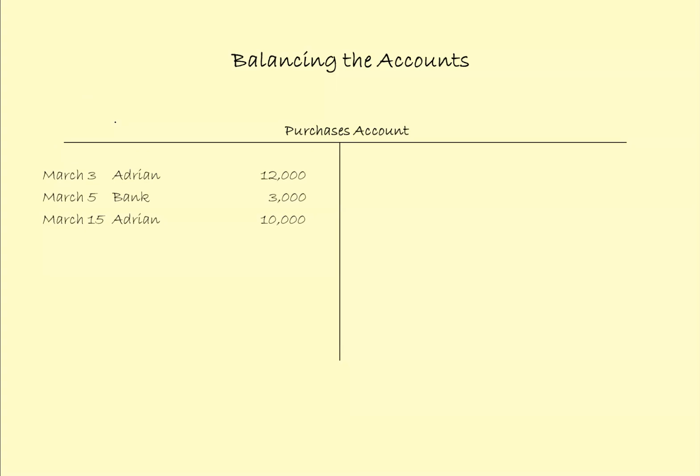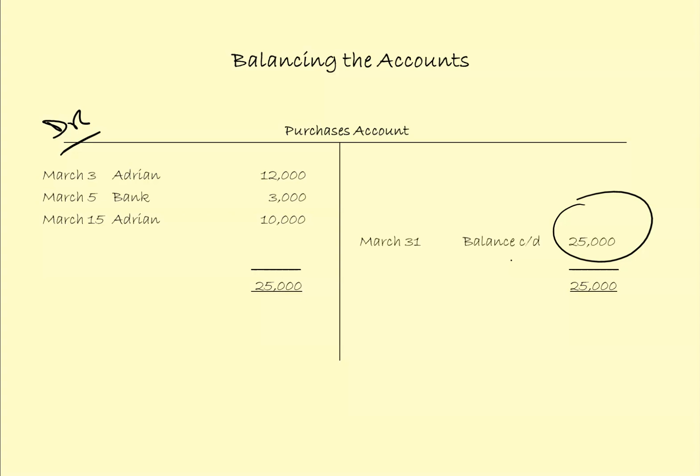Purchases account. I have a couple of transactions here, so I'll balance them off. Obviously there's nothing on the credit side, they're all on the debit side here. So that would come to 25,000. So I'll pop that in, and I'll put the balancing figure in here. So we have March 31st, balance brought down 25,000, and I bring this down here. So beginning of the next month, I'll have on my purchase account, April the 1st, balance brought down 25,000.